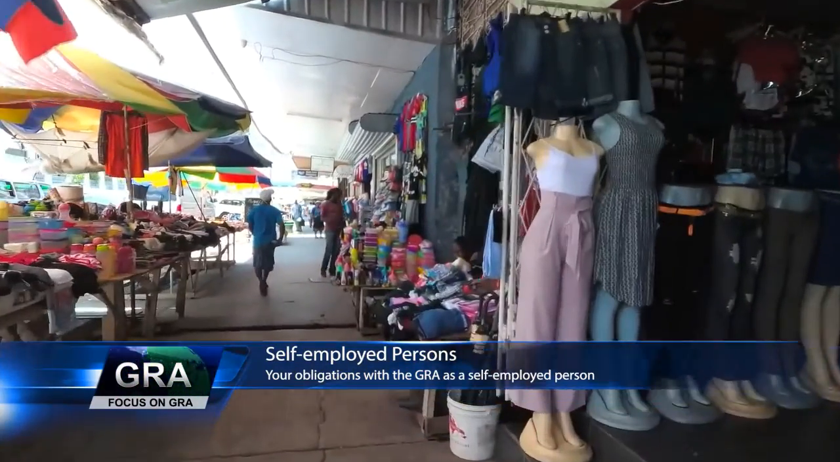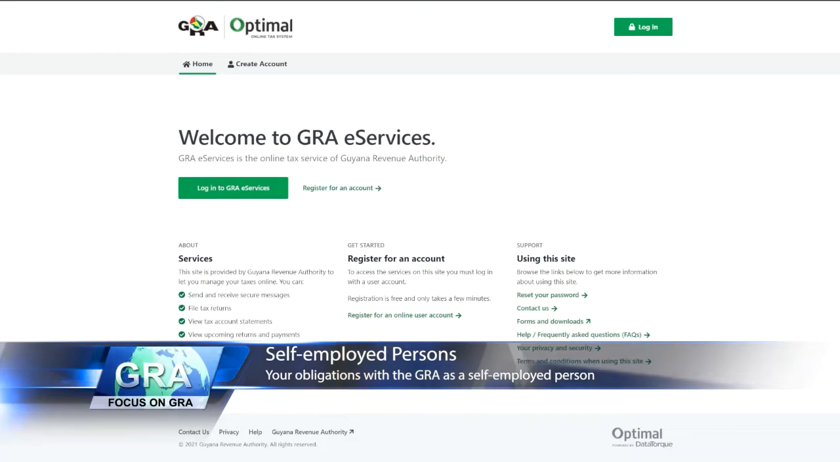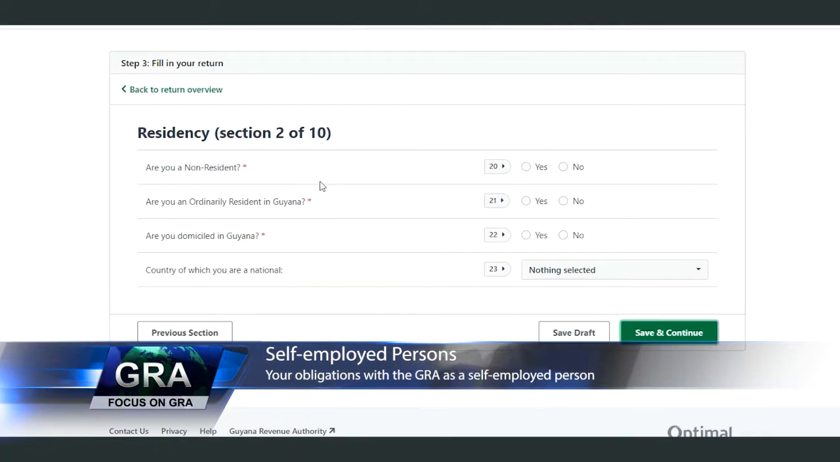Income tax returns can be submitted manually or electronically through the Optimal e-service platform. When submitting returns, self-employed persons are required to upload or attach the relevant documents. Self-employed persons should include in their returns an income and expenditure statement or profit and loss account and balance sheet, along with any other additional schedule, such as loss relief schedule or wear and tear schedule.